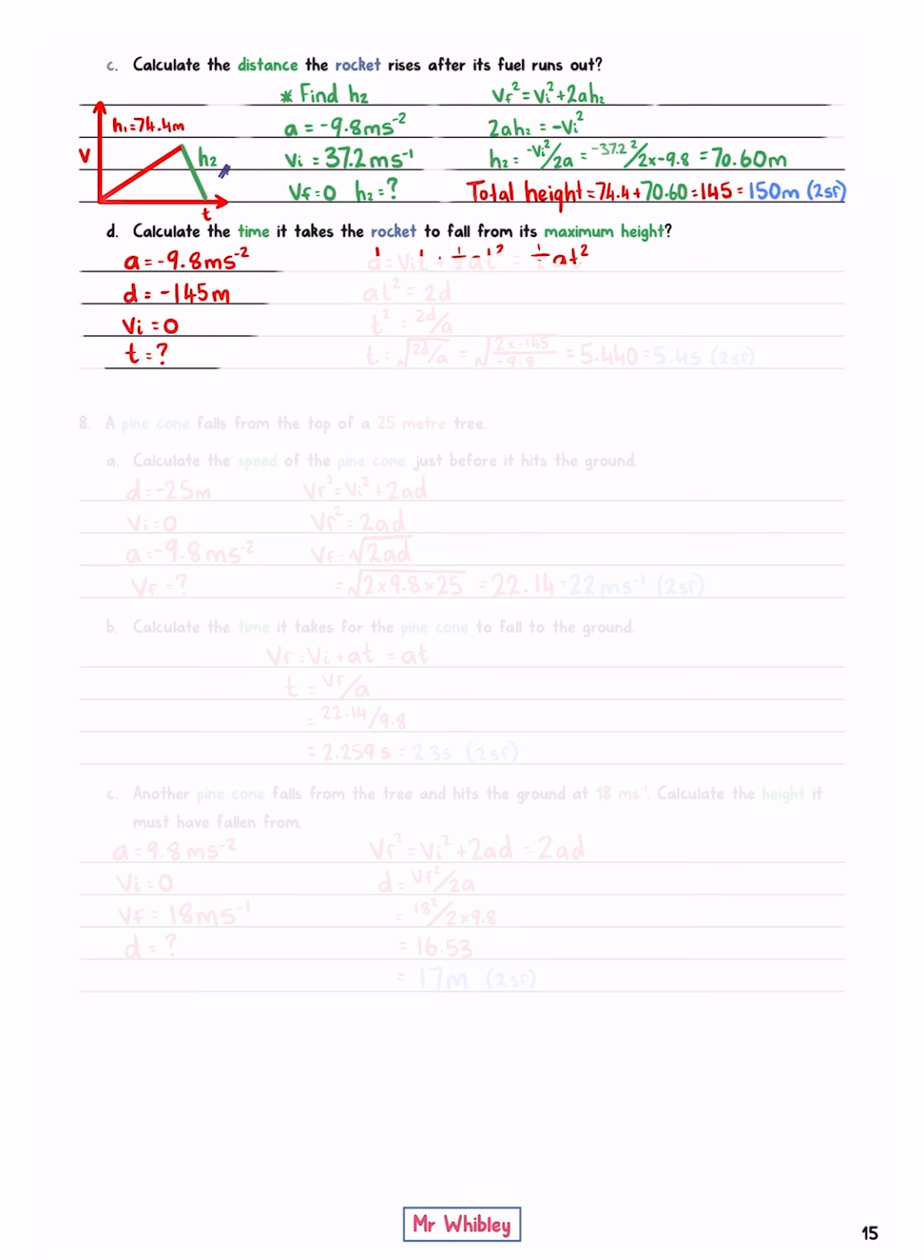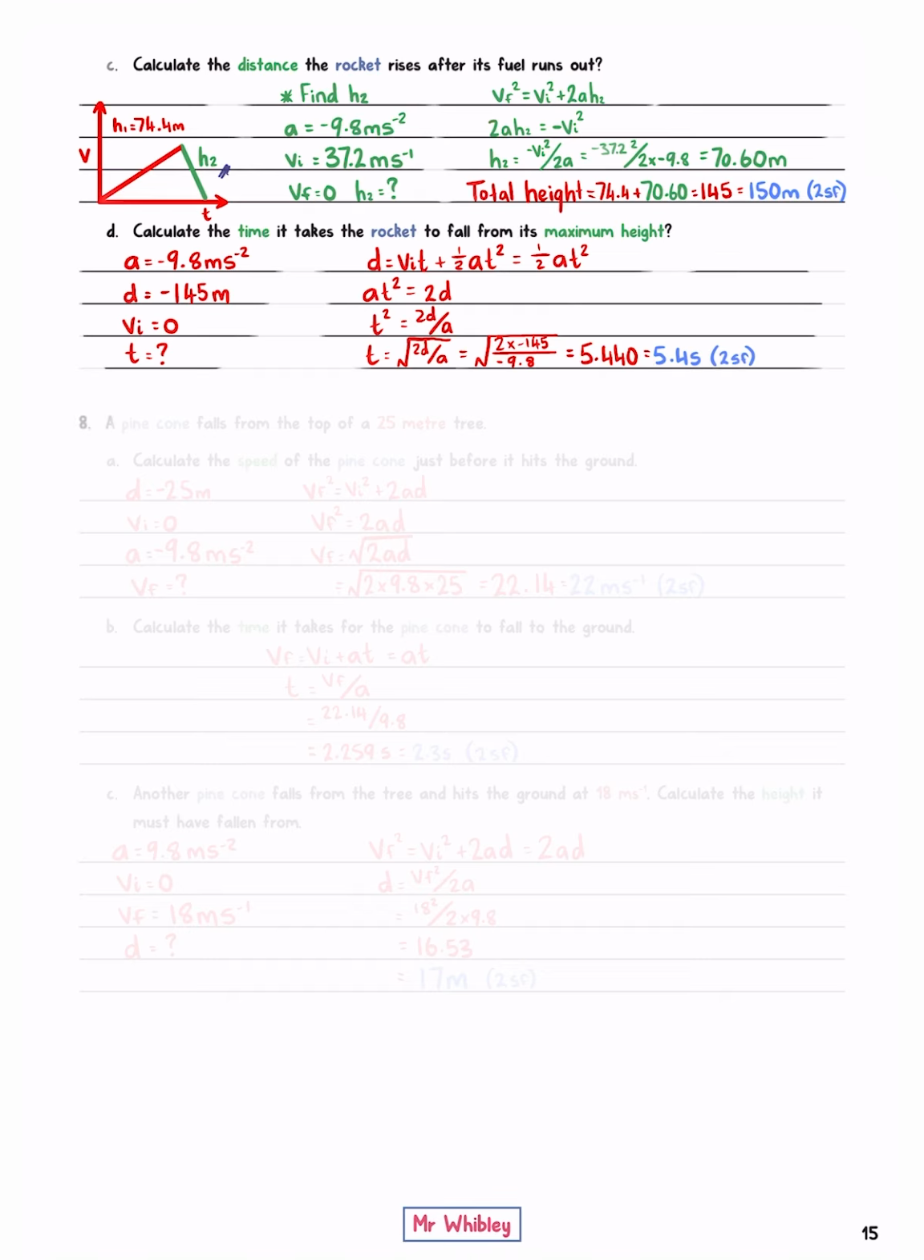What we don't have and we don't care to find is our final velocity, so we can choose the equation that doesn't have that. Knowing that vi is 0, this simplifies to d equals half at squared. And now to solve for our time, we can multiply both sides by 2 and swap them around, divide both sides by a, and then square root both sides. Put in our numbers, gives me 5.440, or 5.4 seconds to two significant figures.